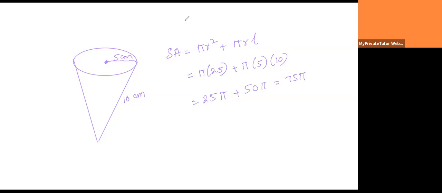So here in this question, the slant height is given. See, this is the slant height. So you can use the formula directly. If the height is given, as we did in the previous question, you need to find the slant height by using the Pythagoras theorem, using the square root of r square plus h square. I hope you guys understand that.